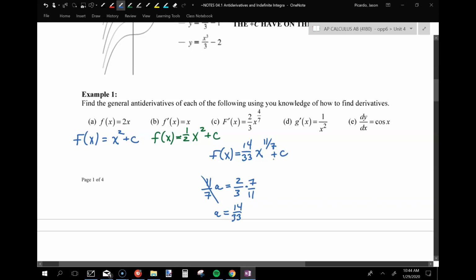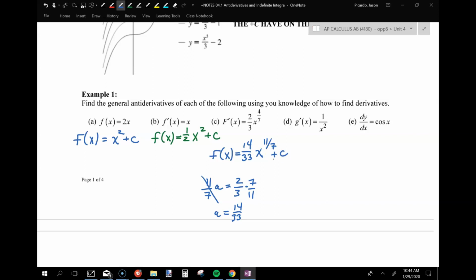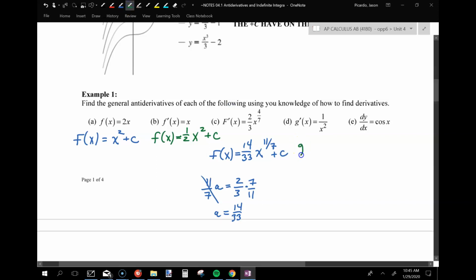Now let's not forget about our bag of tricks, because in calculus, bag of tricks says if we can make something look easier, it usually works when we analyze things, right? So what am I going to do here for g prime of x? Write it as x to the negative 2. All right, so what is the antiderivative of that? Well, what do I do to the power? Add 1, so what does this become? Negative 1.